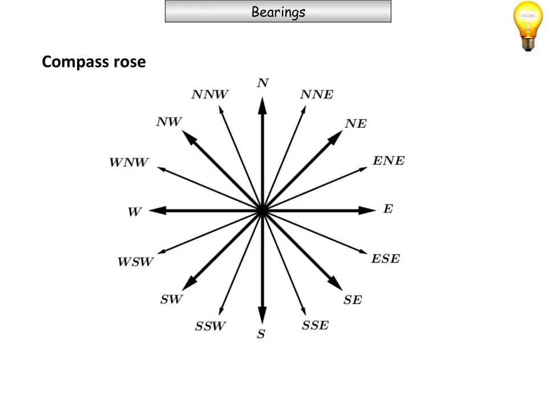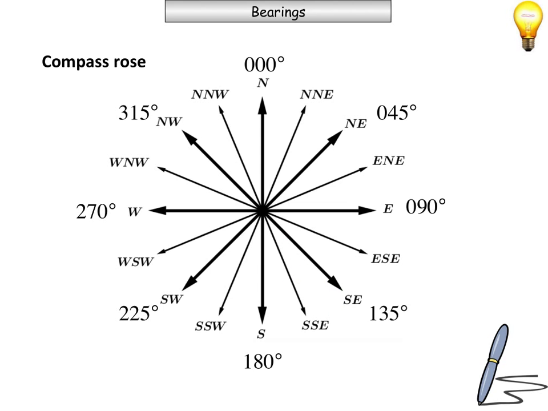So northeast is halfway between north and east. If this is 90 degrees, this one will be half of 90 degrees, which is 45. So in between here is 45 degrees, and in between these two is 45 degrees as well. If this is 90, 45 plus 90 is 135. So here are some common angles that will be necessary when we draw diagrams.